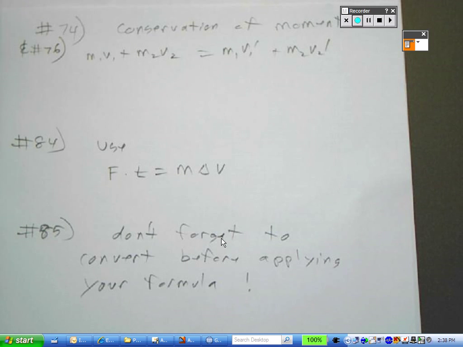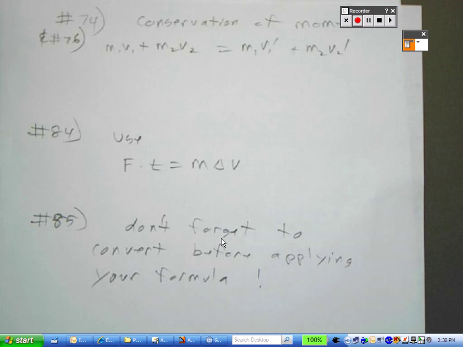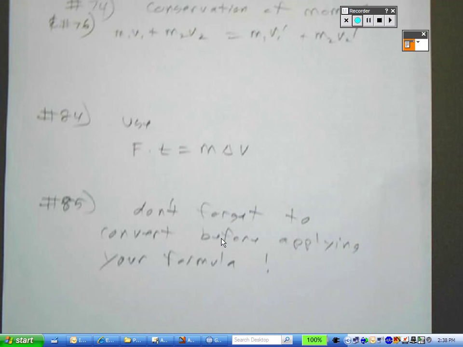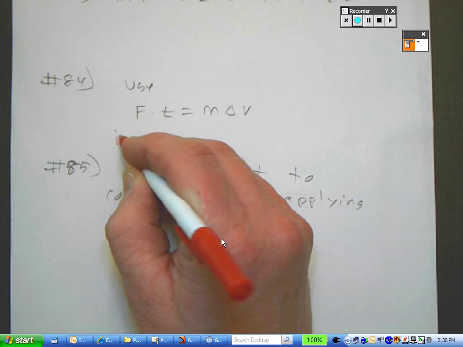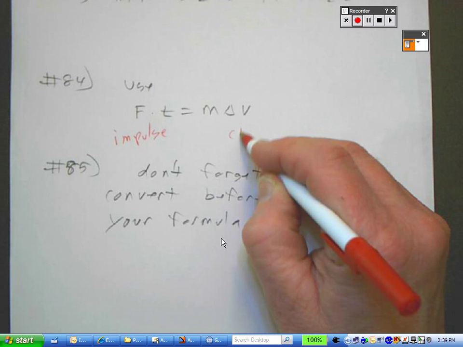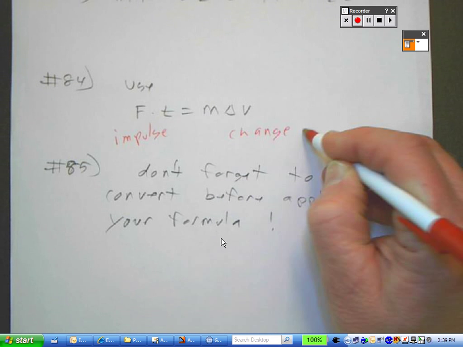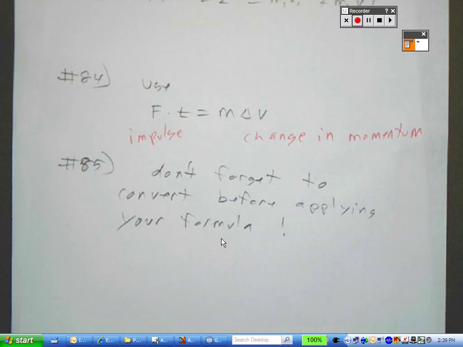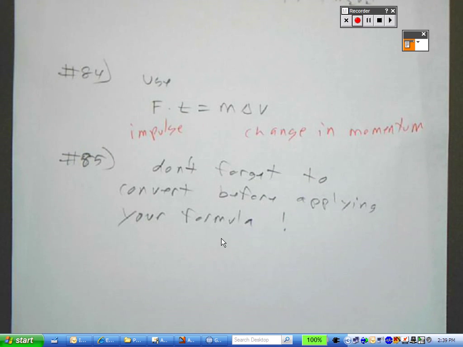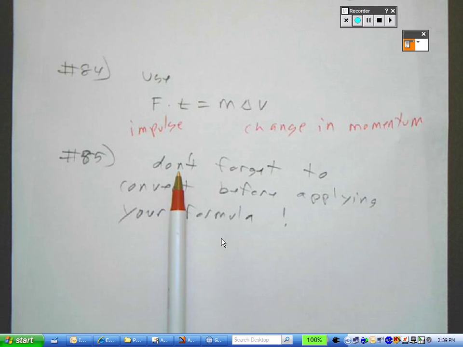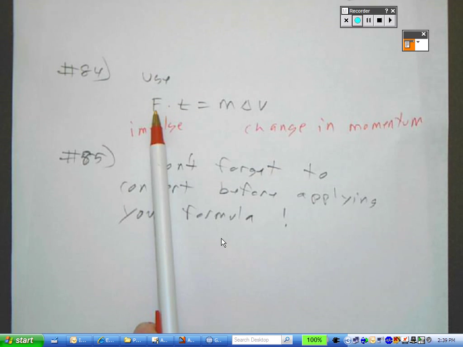Number 84 is, again, back to finding the force times time equals m delta v, because this is called the impulse. Remember, the force times time is the impulse you give, and this is the change in momentum. And the last thing I want to look at is number 85. 85 is the dragster that has a change in momentum. Remember, all of these are assuming newtons, which means kilogram, meters, and seconds.